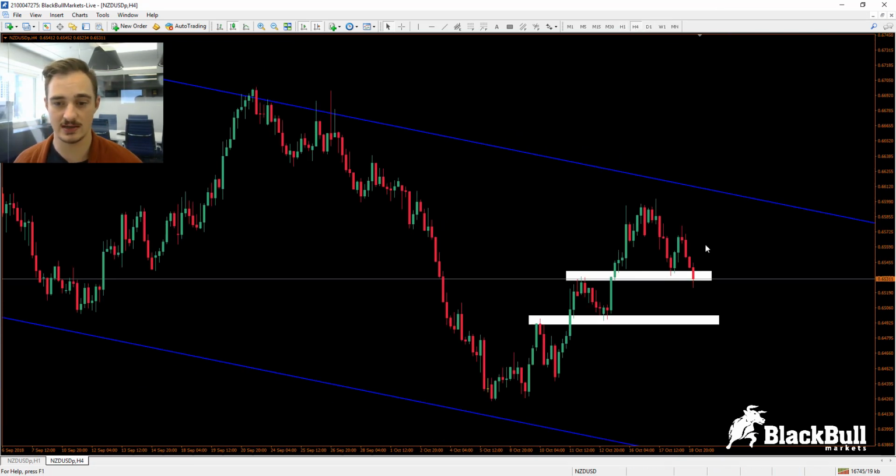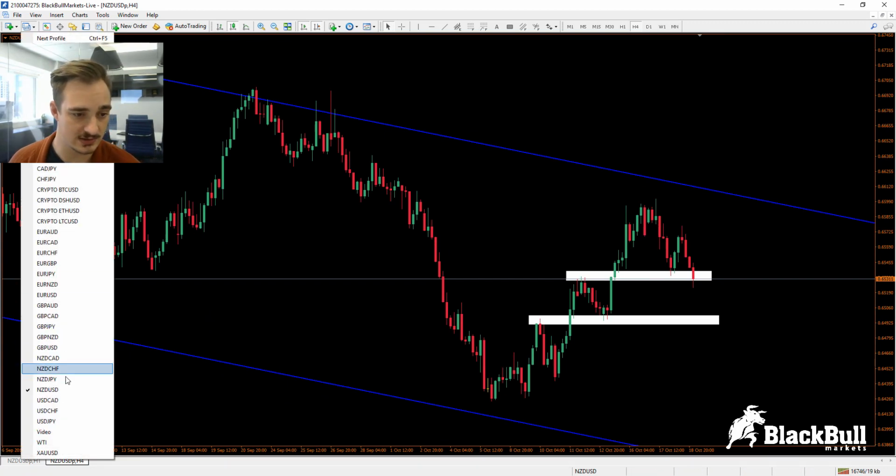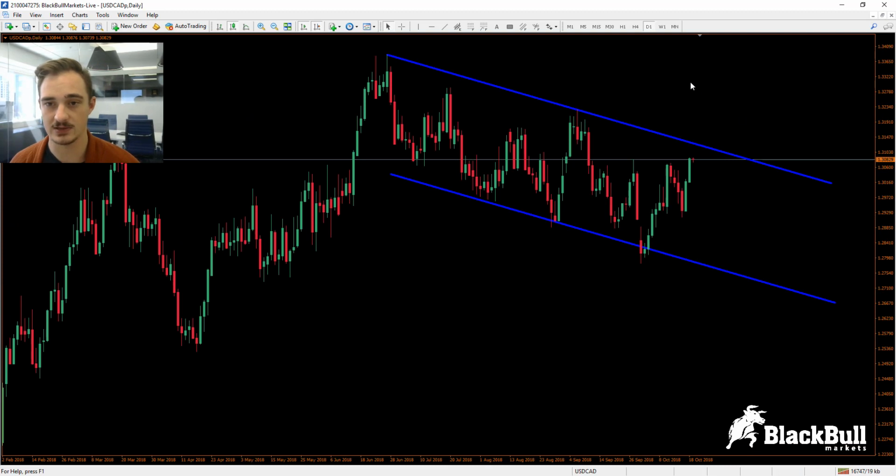So look for that. And now we're moving on to our US dollar CAD. So I'll just have a look here. This is the daily time frame. You can see we have actually got a nice move inside of a channel again.